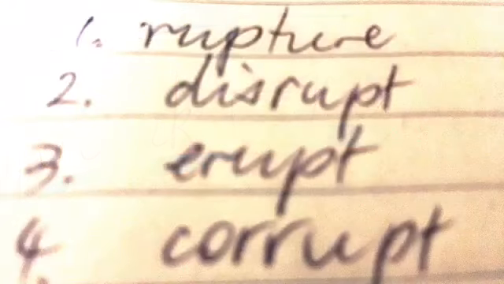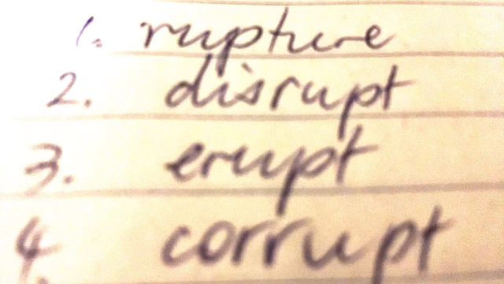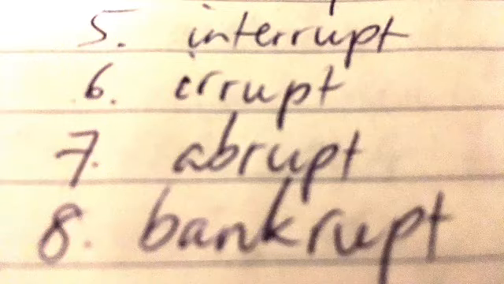So in conclusion, we have rupture, a noun, a bunch of verbs, disrupt, erupt, corrupt, interrupt, and irrupt. We have an adjective abrupt and an adjective or a verb bankrupt.